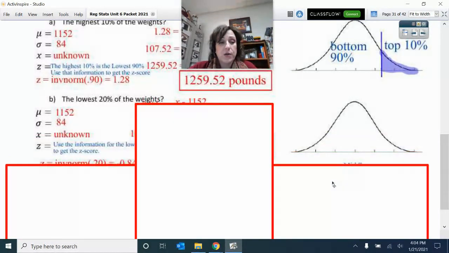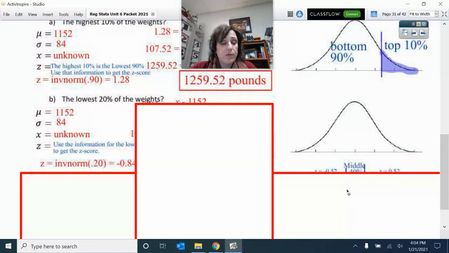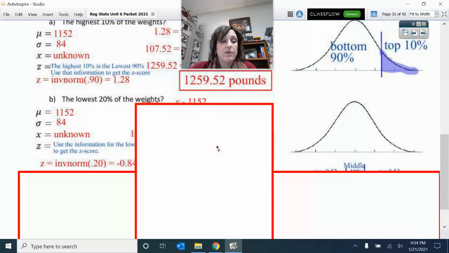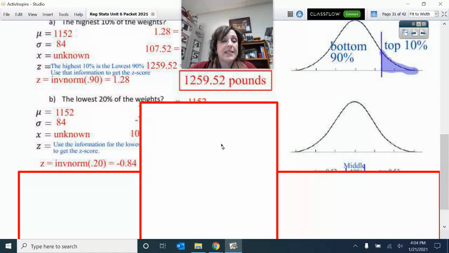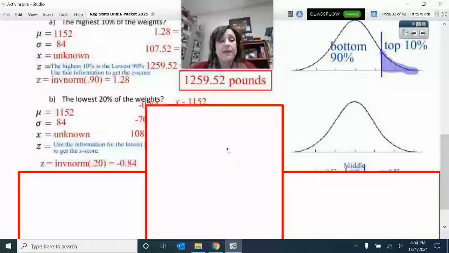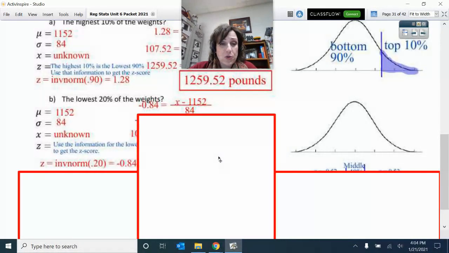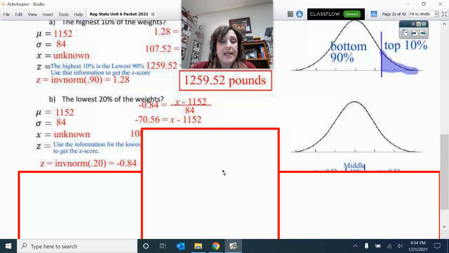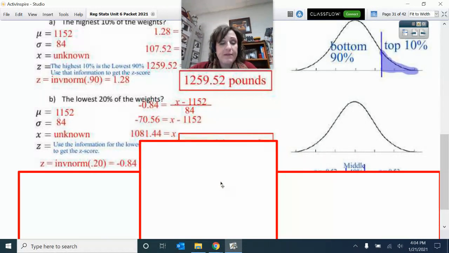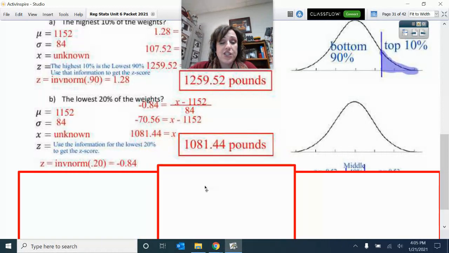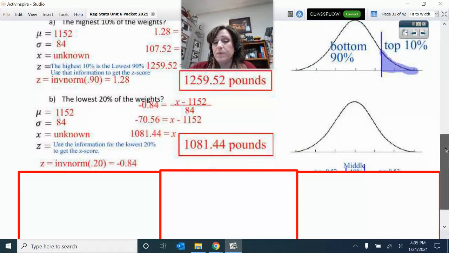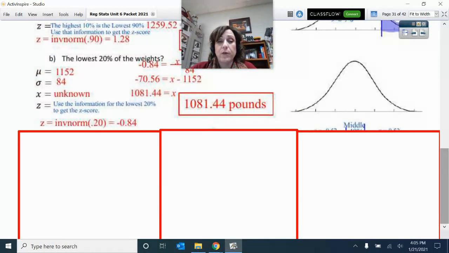Now find the weight for the lowest 20%. The lowest 20% is my inverse norm of the area below, which is the z at that spot. Negative 0.84 is the z-score. Multiply by 84, add that 1152 over, and you get 1,081 pounds, 44.44.